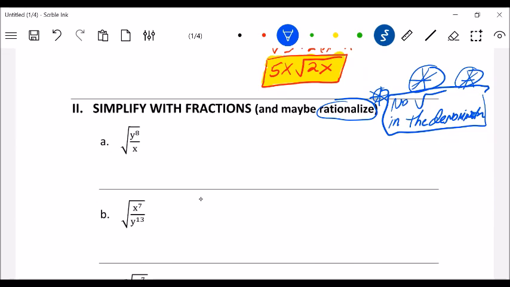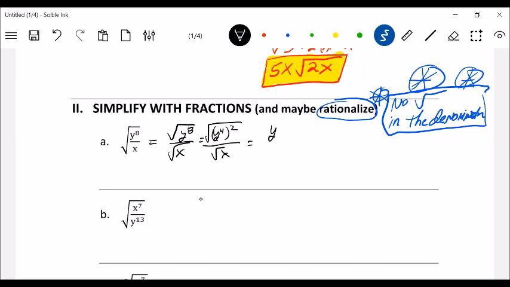Okay. So what we're going to do here, I'm going to split this up first, and I'm going to do y to the 8th and square root of x. Y to the 8th can be seen as y to the 4th squared. So now what we have is y to the 4th on top and square root of x on the bottom. Rationalizing is when you multiply by the square root that's on the bottom, and you do it also on top because it equals 1. So that's the key thing to that.